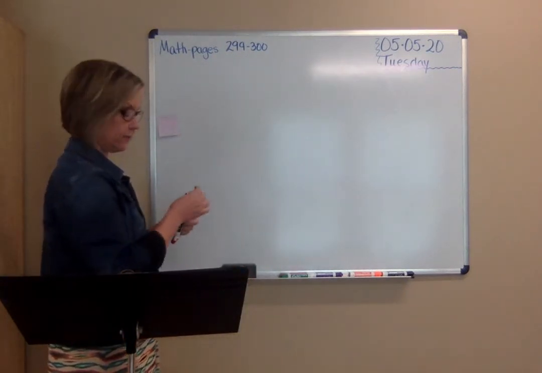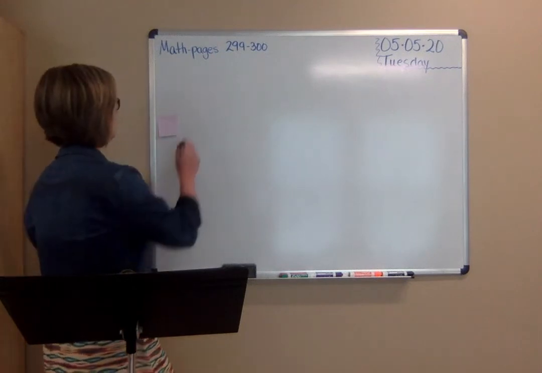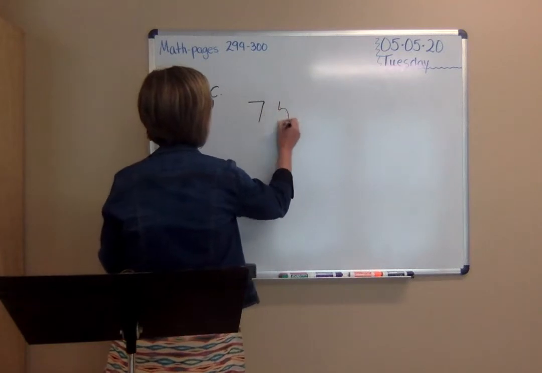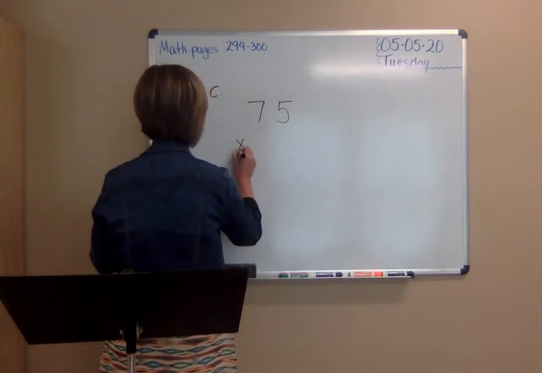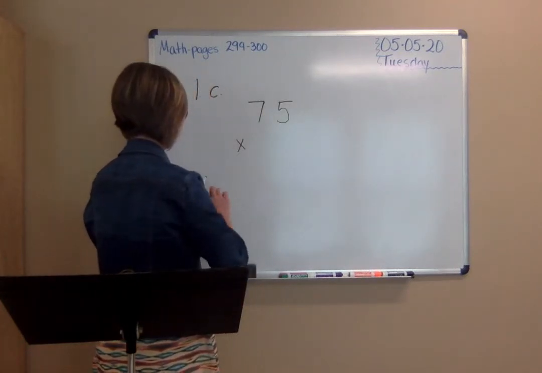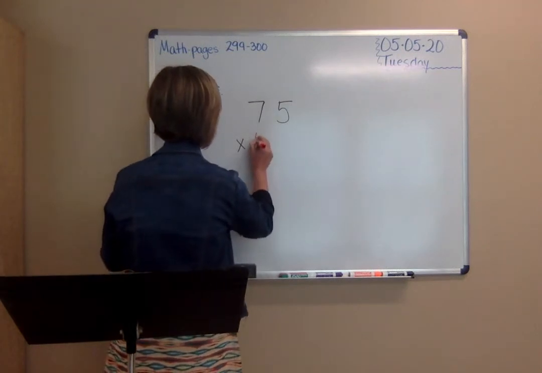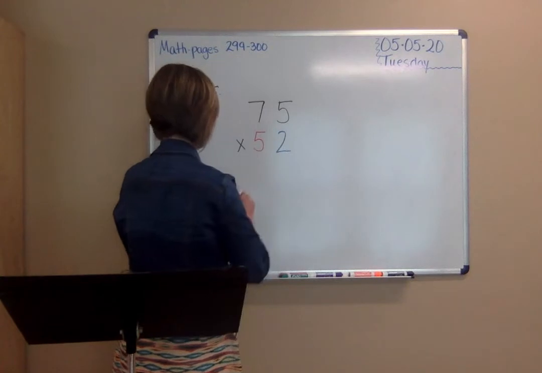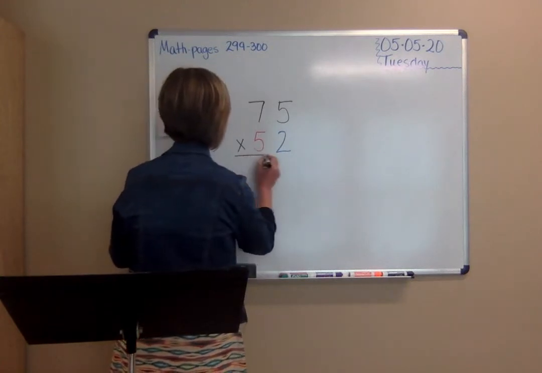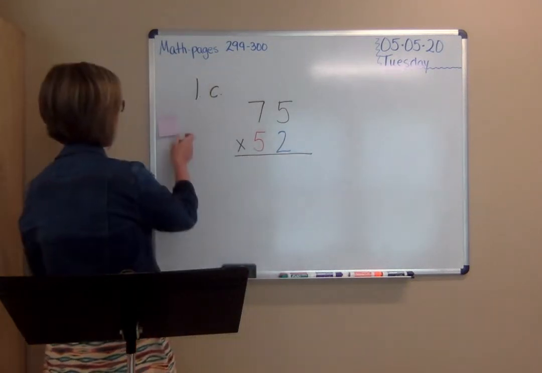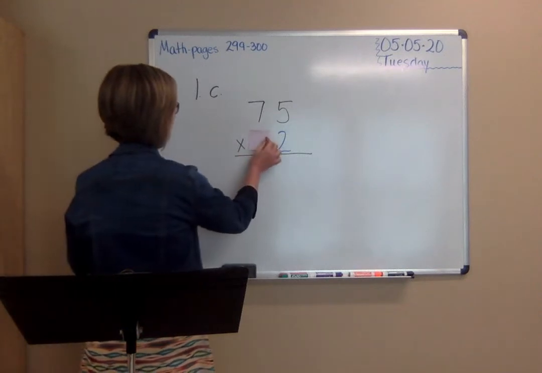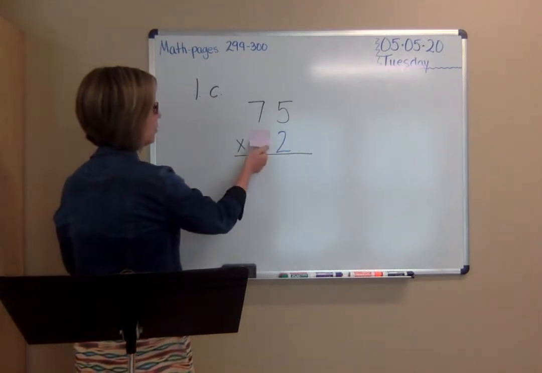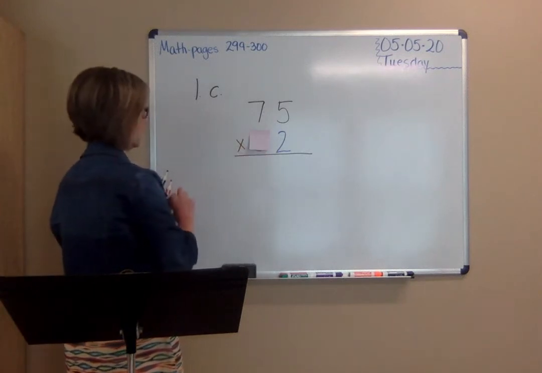We have 75 times 52. 1C, 75 times 52. I'm going to cover up my tens place and start working. So we have a 2 table and a 5 table we're going to need.